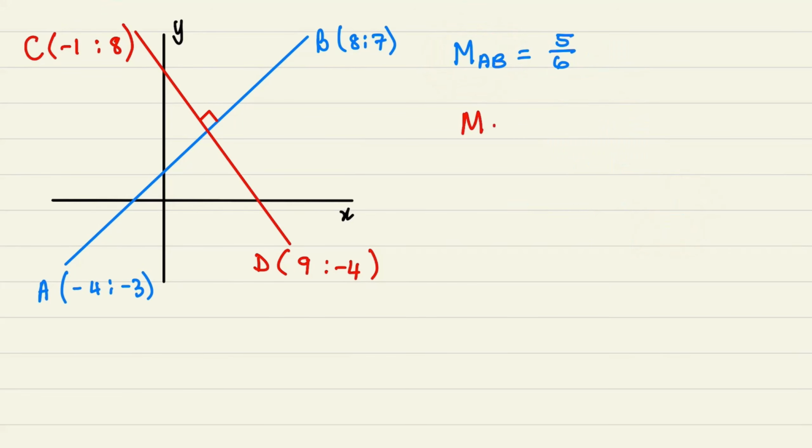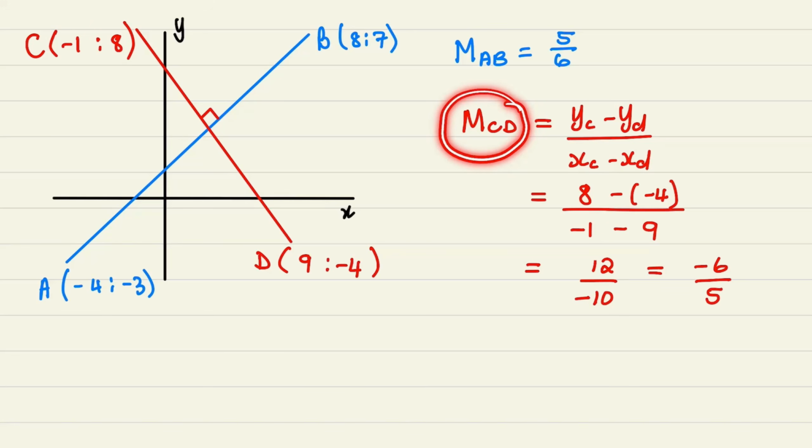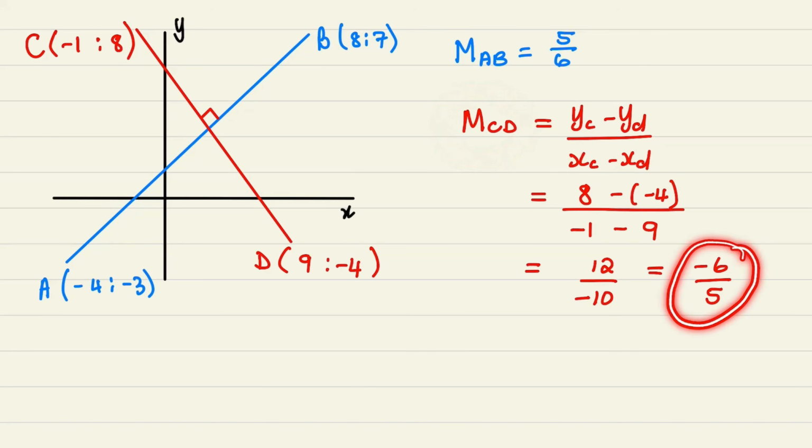Now let's find the gradient of line CD, which is the difference of y's over the difference of x's. So y of C is 8 minus the y of D, which is -4, over the x of C, which is -1, minus the x of D, which is 9. And when I simplify, I have 12 over -10, which leads to -6 over 5. So the gradient of line CD is -6 over 5.